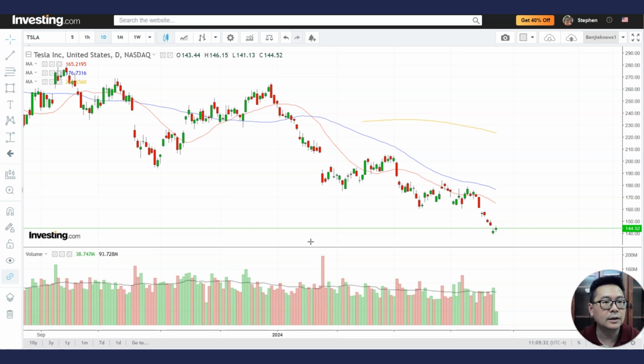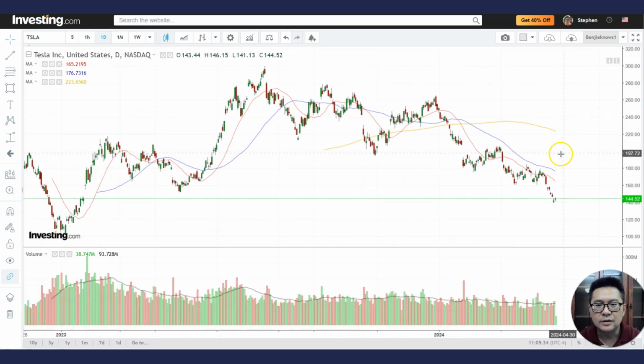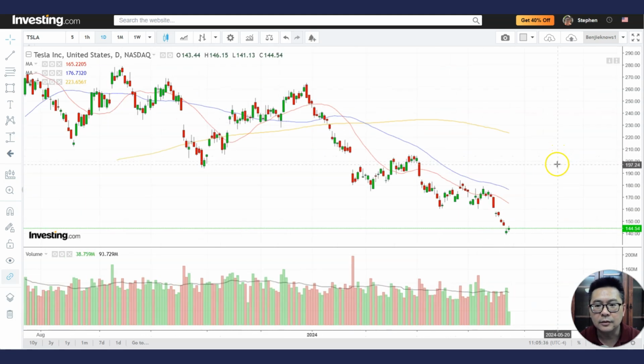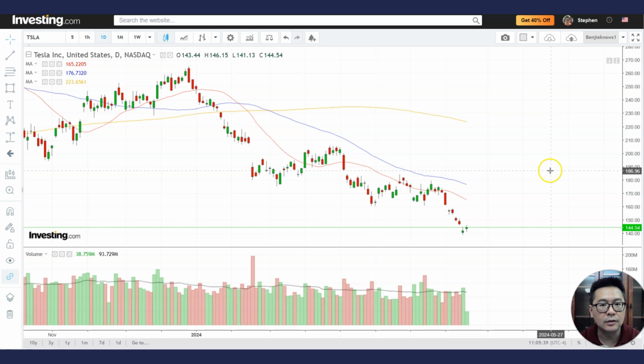We're going to look at Tesla today. Well, the stock is definitely in a very bad downtrend. Something that I do not like to see is that it's below the declining daily 20 MA, below the declining 50 MA, and the 200 MA is declining.